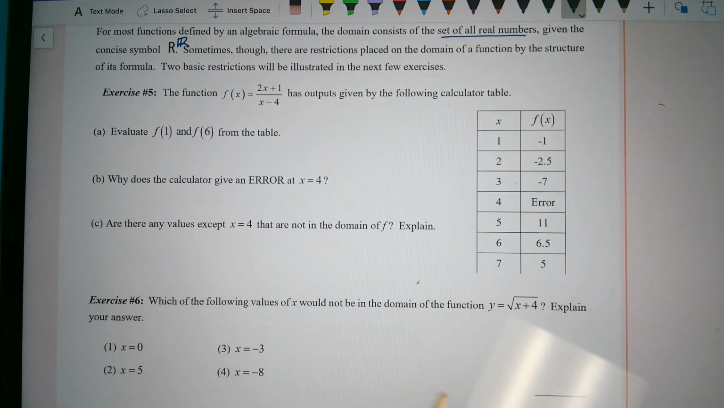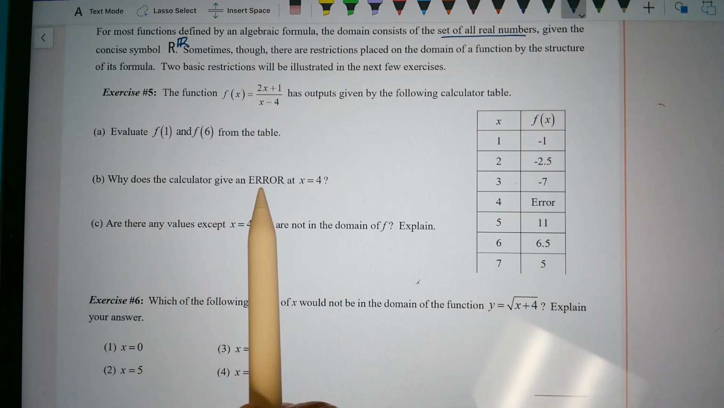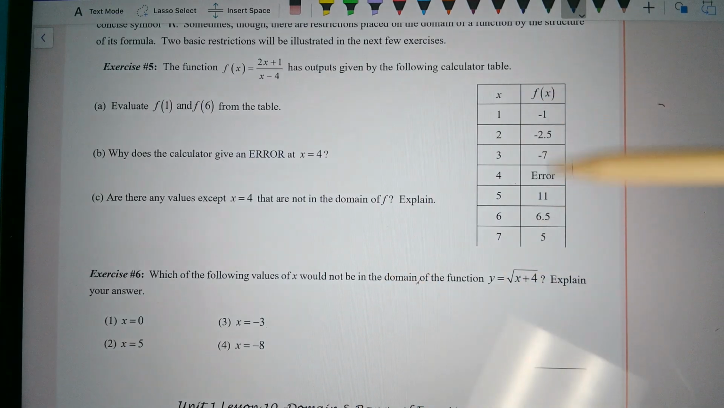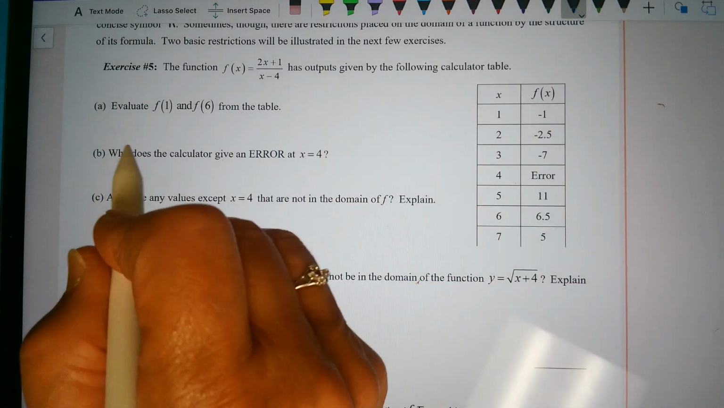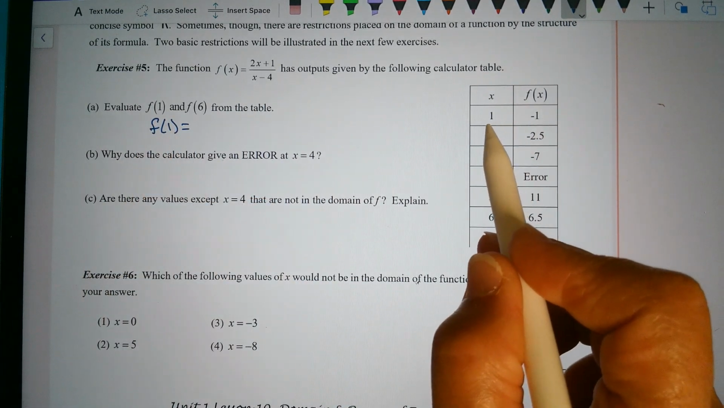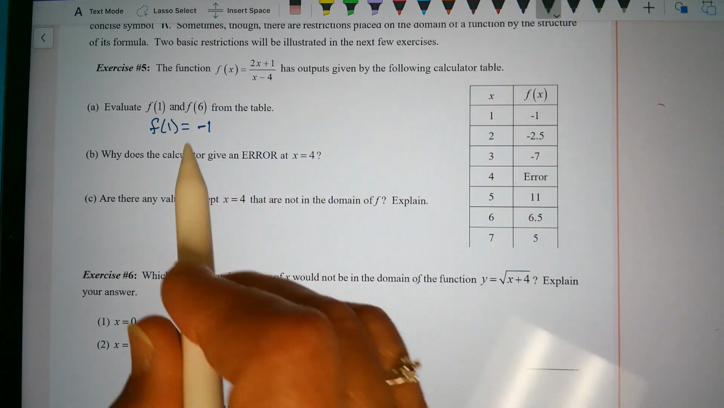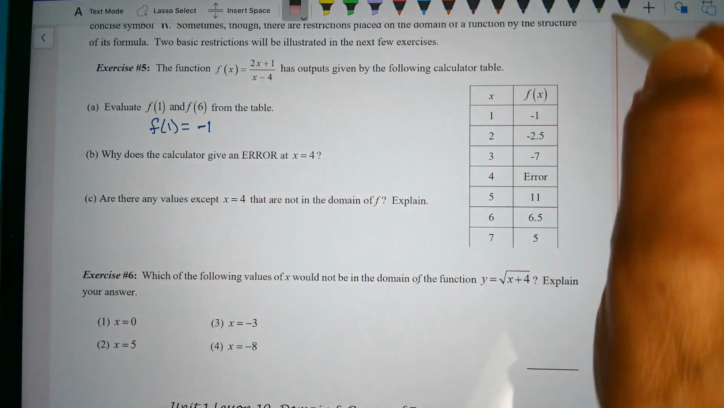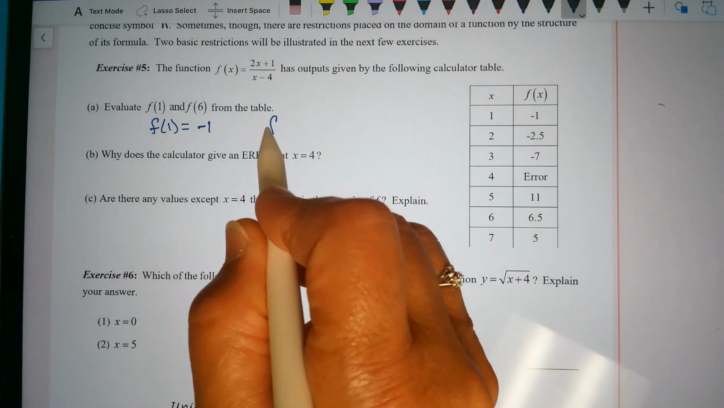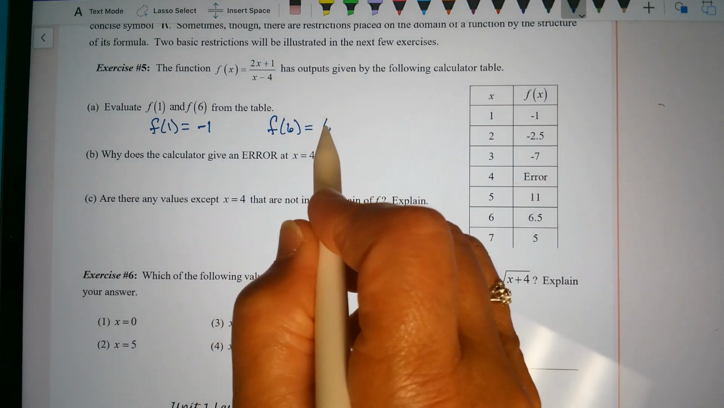The function f of x equals 2x plus 1 over x minus 4 has outputs given by the following calculator table. So here we have a table of values. Evaluate f of 1. Okay, an input of 1 gives the output of -1. Evaluate f of 6. An input of 6 gives an output of 6.5.